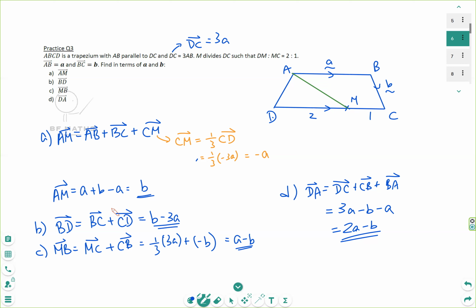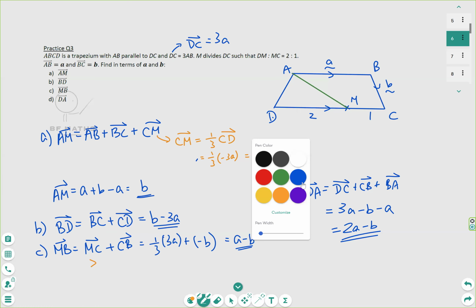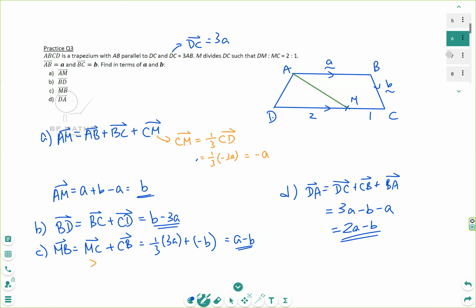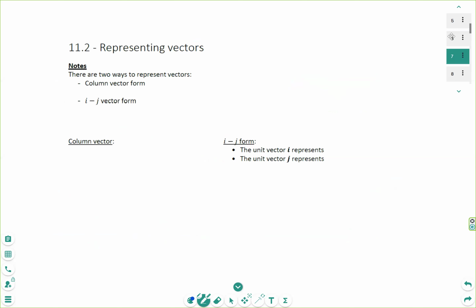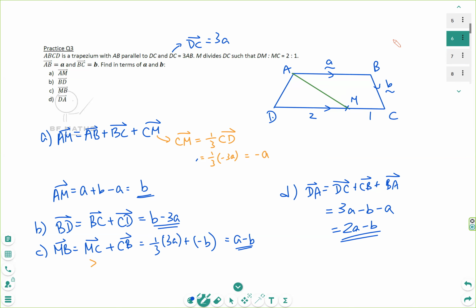Anyway, BD is BC plus CD, so BC is B, CD is negative 3A, so B minus 3A. MB is M to C, C to B. MC is a third of 3A. Now this time M to C is going in the right direction, therefore it's a positive 3A. So a third times 3A is A, minus B. DA is DC plus CB plus BA, so you get 2A minus B. All right. Yeah, that's it for 11.1, basic vectors.